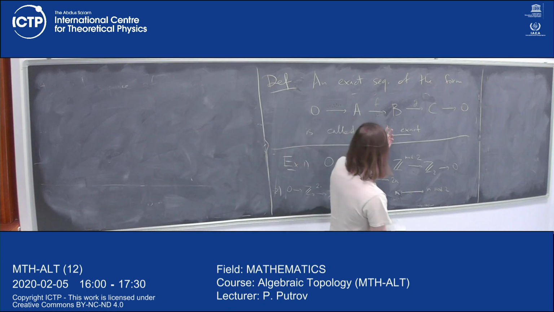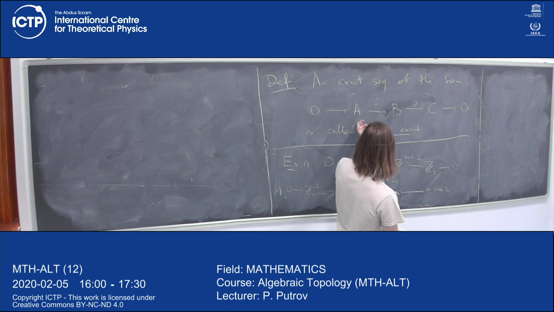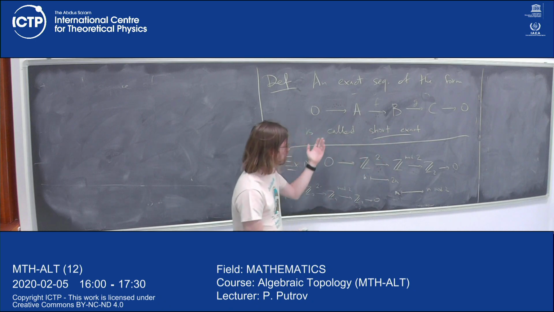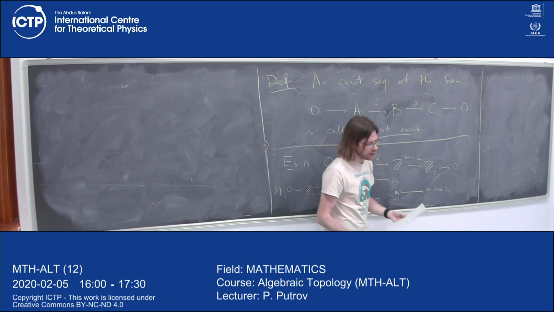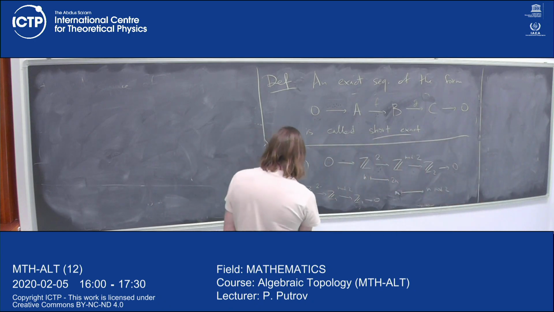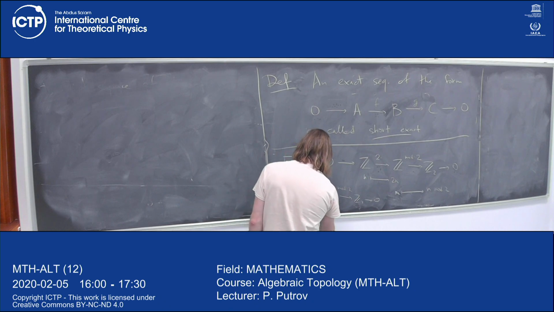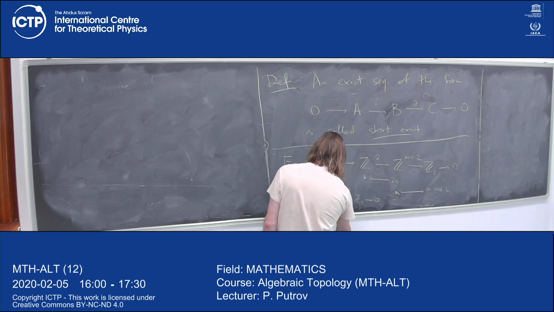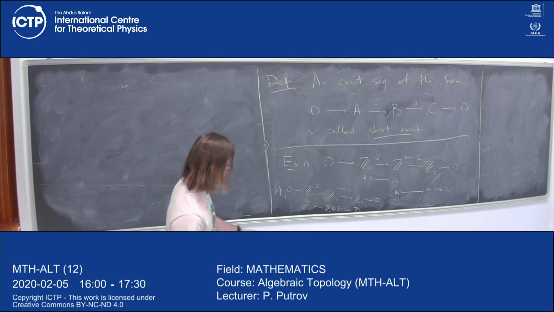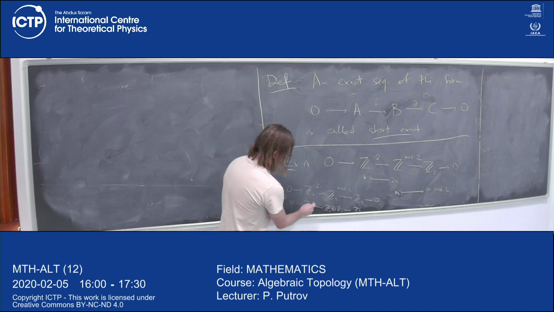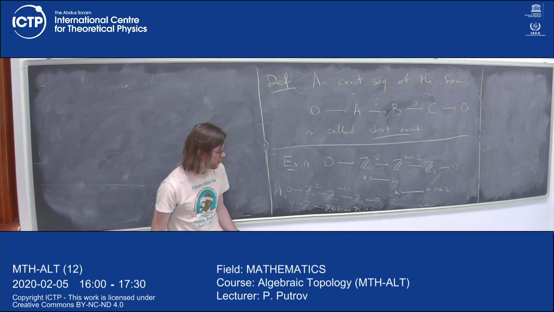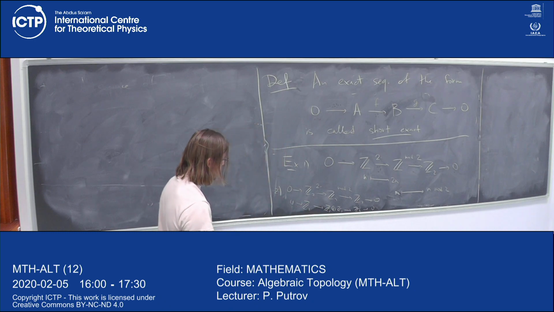But there are also conditions. Even without specifying maps, only certain triples of groups can be realized in a short exact sequence. For example, I can also consider the following short exact sequence. In the middle, I take the same A and the same group here and the same group here, but instead of Z4, I take Z2 plus Z2.